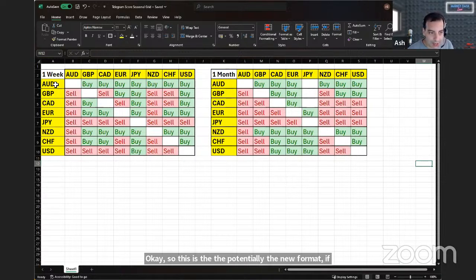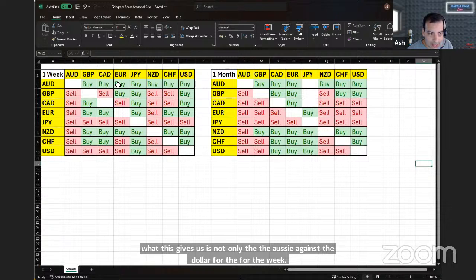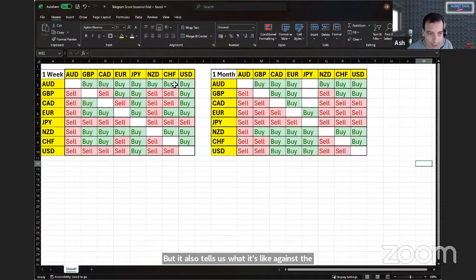But what this gives us is not only the Aussie against the dollar for the week, but it also tells us what it's like against the pound, the CAD, the euro, the yen, the Kiwi, the Swissy. The good thing about this is not only does it tell us how it performs against the others, but it also shows us which is the strongest currency seasonally going into the week over a 20-year period. It also shows us over a month.